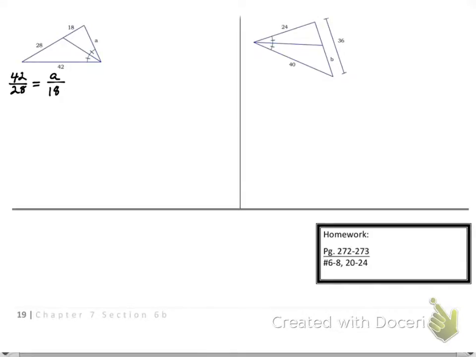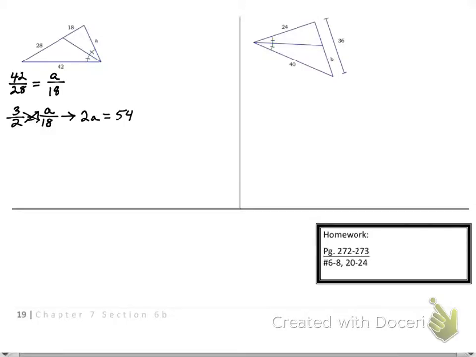And then I just simplified it. I simplified 42 over 28 to 3 over 2 equals A over 18. Well, 2 times A is just 2A. Because remember, we're just going to do that cross multiplication, or in other words, that means extremes. All right, so we have 2 times A. That's going to equal 3 times 18. If you're struggling with 3 times 18, just think 3 times 20 is 60. 3 times 2 is 6, so it's 60 minus 6, so it should give you 54.